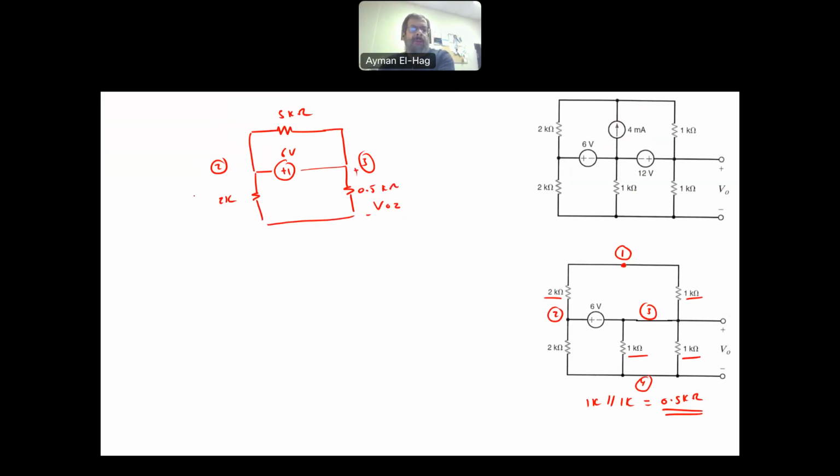So you can apply different things here. You can apply mesh analysis. You can apply KVL here. It's very straightforward KVL. The current I here splits into I1 and I2. So if you apply KVL to this loop, this is loop number 1. Apply KVL to loop number 1.